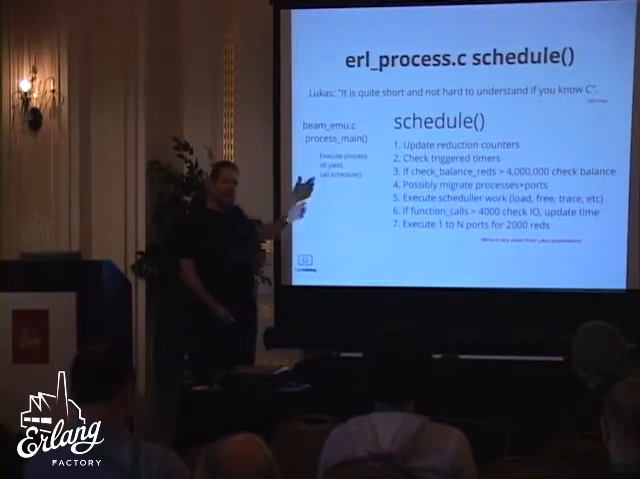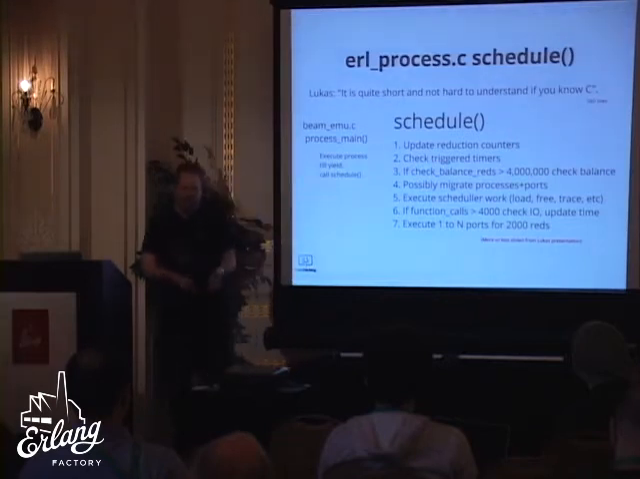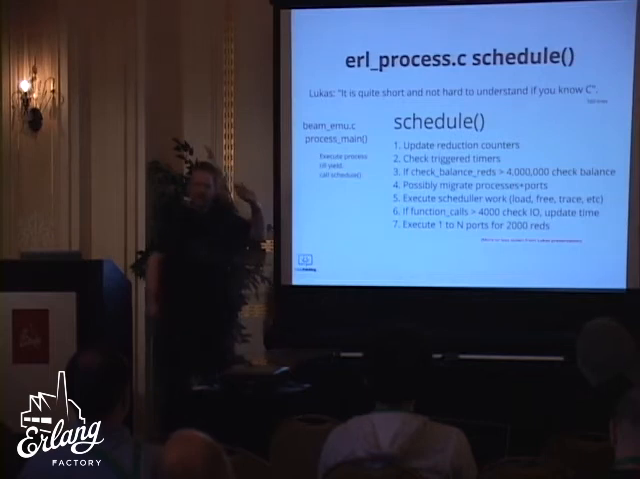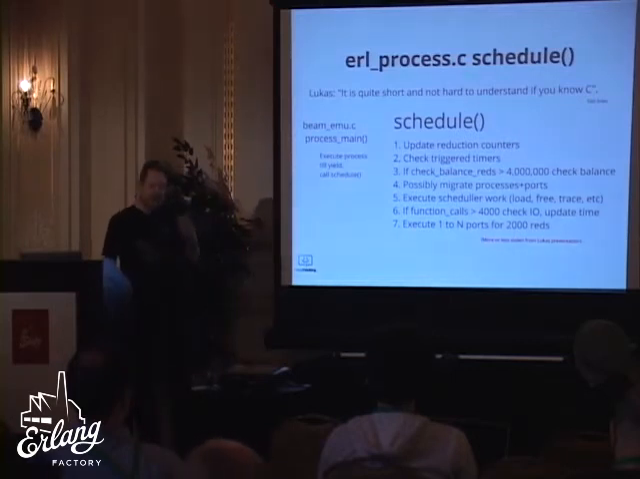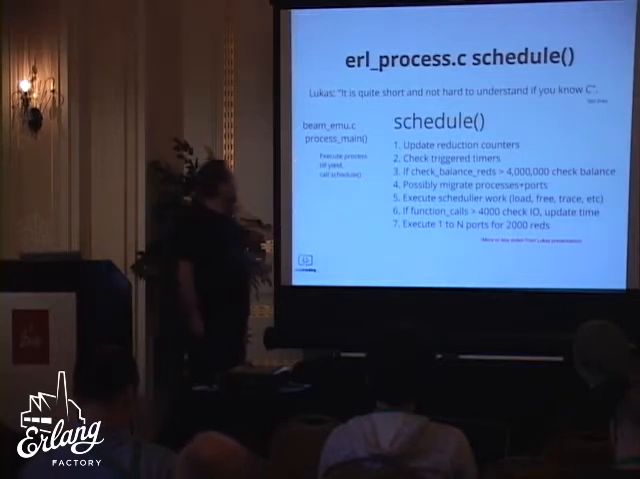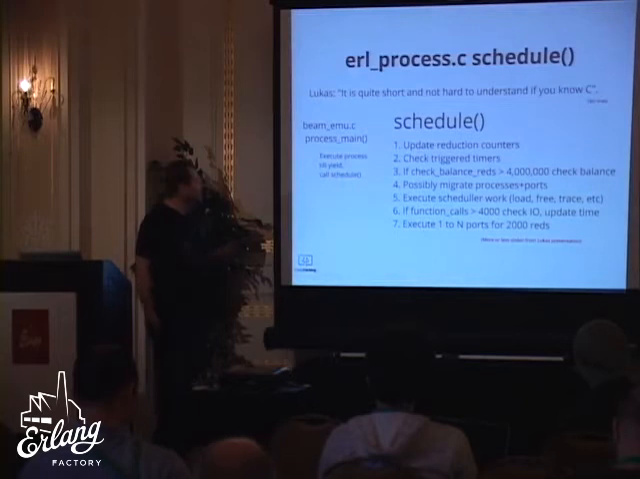It's actually not schedulers that call the emulator to run Erlang code. What happens is that the emulator starts up and is running in beam_emu.c, and then it calls process_main. And if you want to see big C functions, you can look at that one. Then when a process needs to yield and it needs to find a new process to run, it calls schedule. And schedule basically does a number of things.